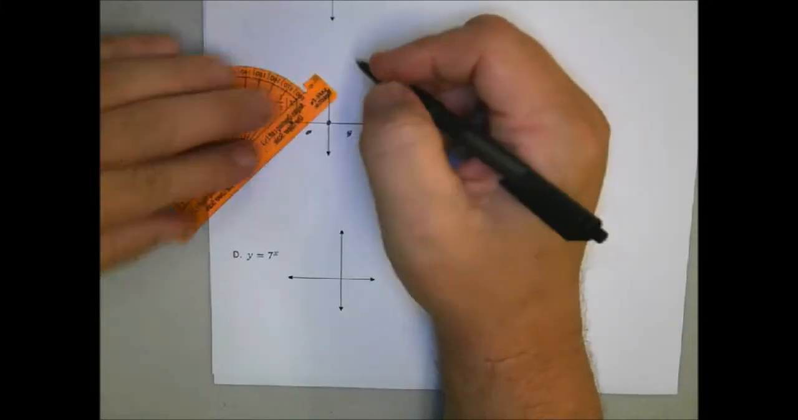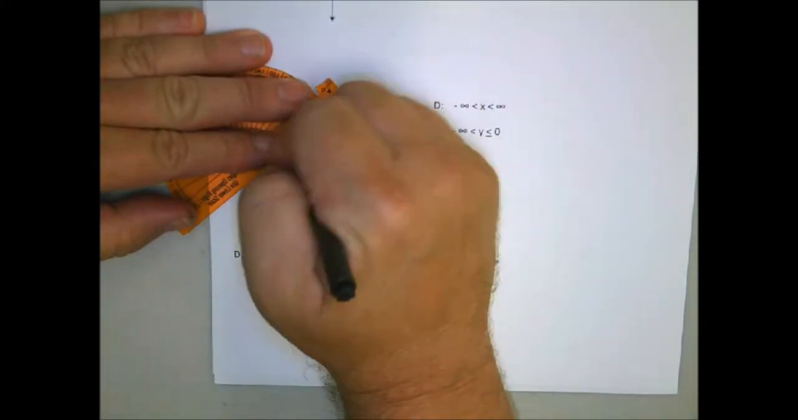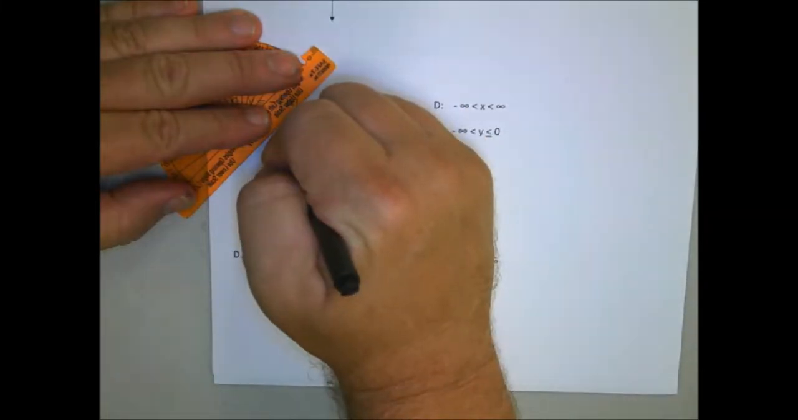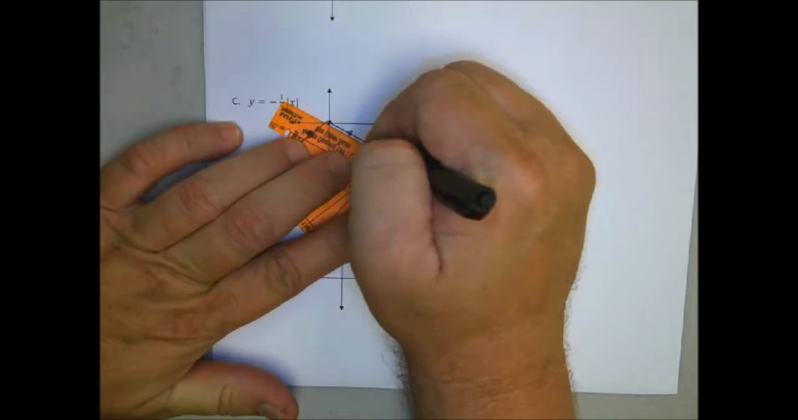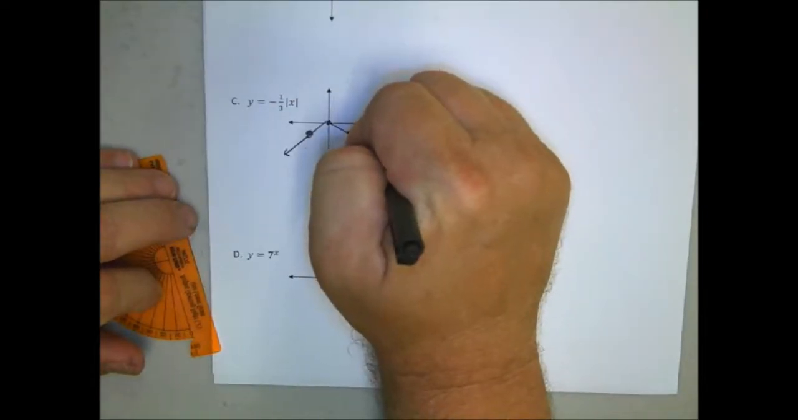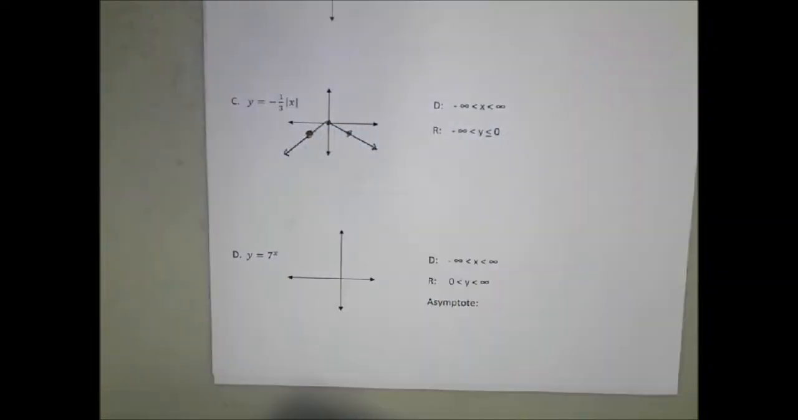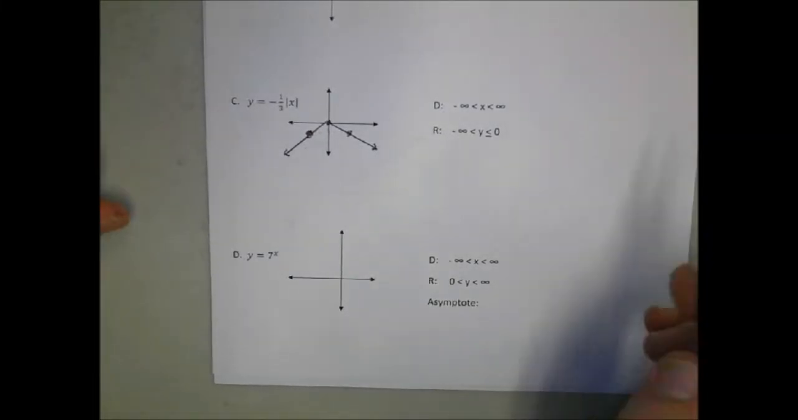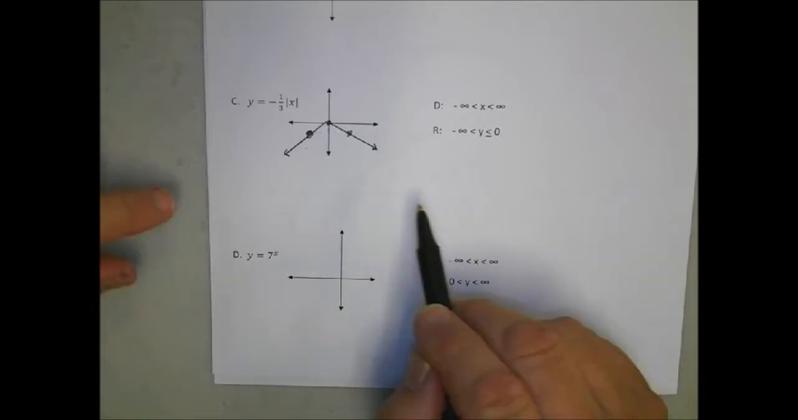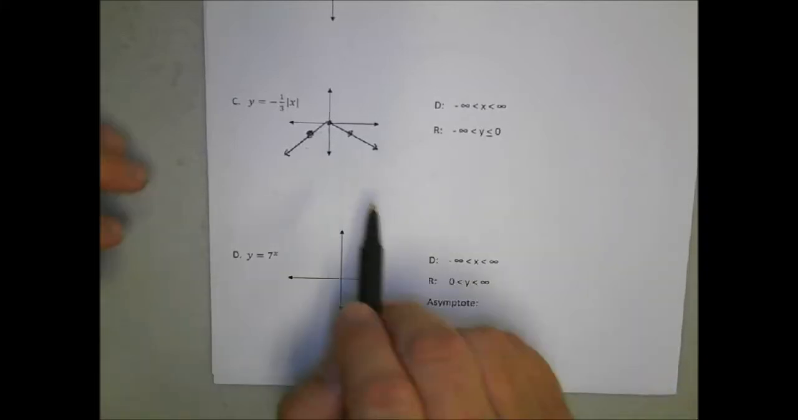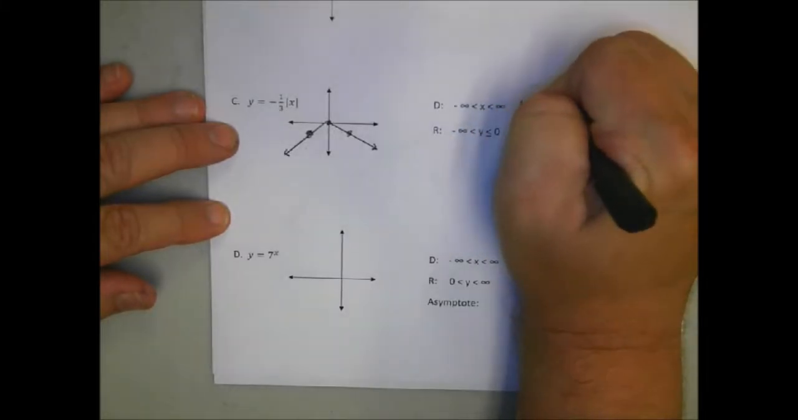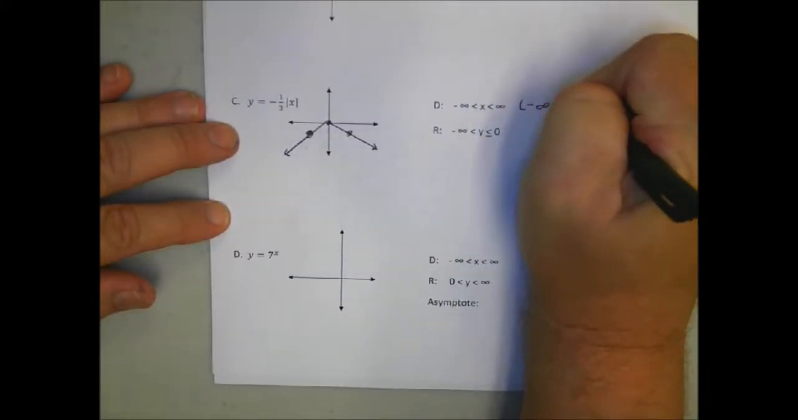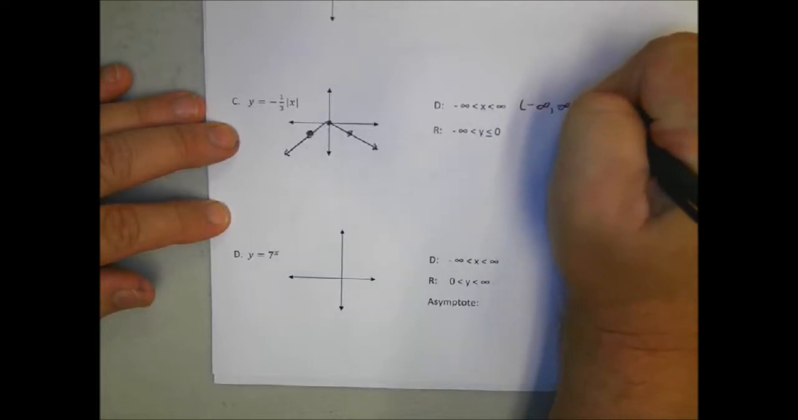So we have a graph that is doing something like this. I've got the domain already all typed out, negative infinity to positive infinity, because it opens forever out to the left and forever out to the right. So another way of writing it would be negative infinity to positive infinity, or all reals.